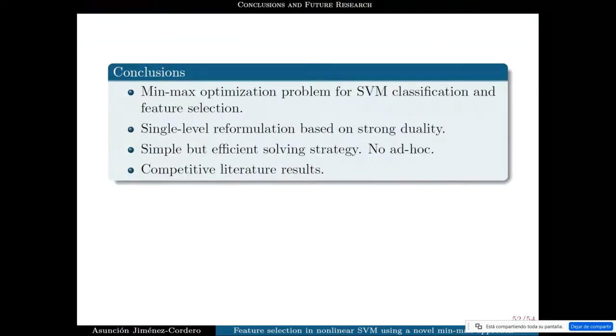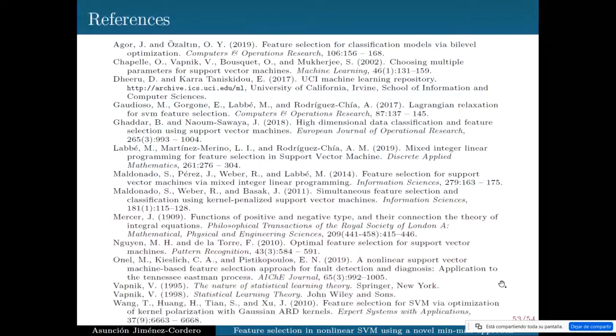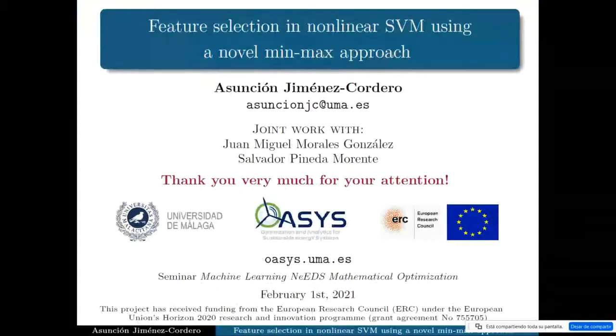And just conclusions and future research: we have developed a new min-max optimization approach to select features in nonlinear SVM classification using off-the-shelf solvers. And our approach is competitive against the benchmark results. And as future research, we want to extend it to regression or clustering and to apply it to real-world applications to develop a new physically aware approach. And these are some of the references, and that's all. Thank you very much. And sorry for the delay.